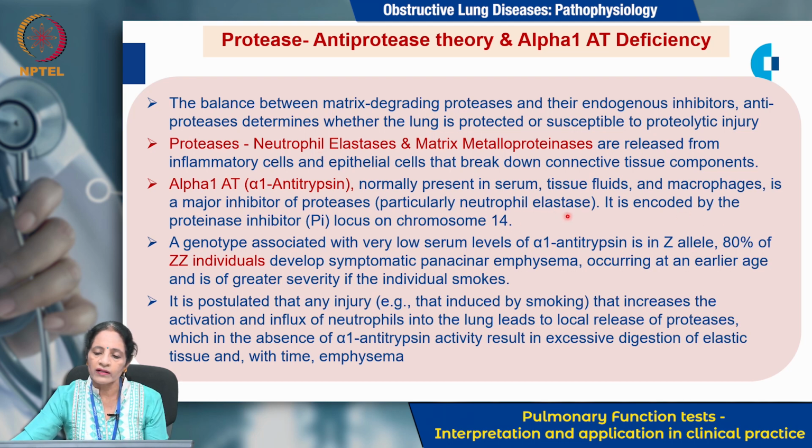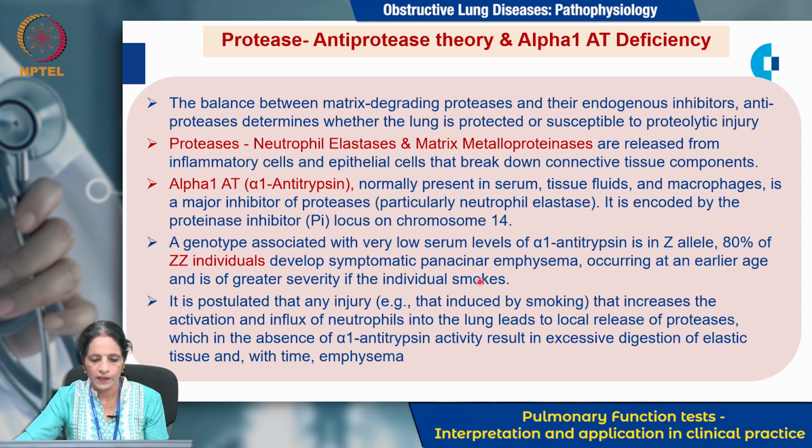And this alpha-1 antitrypsin is encoded by proteinase inhibitor locus PI on the chromosome 14. So, there is a genotype associated with very low serum levels of alpha-1 antitrypsin in the Z allele, and 80% of these ZZ homozygous individuals develop what are called symptomatic pan-acinar emphysema, occurring at an earlier age and is of greater severity if the individual also smokes, which increases the protease level and which can't be dealt with by alpha-1 antitrypsin due to their deficiency.